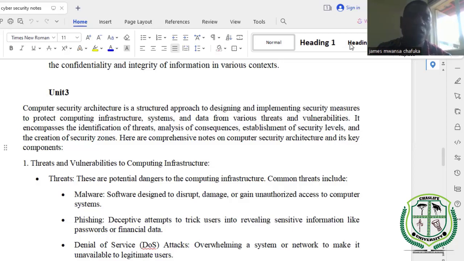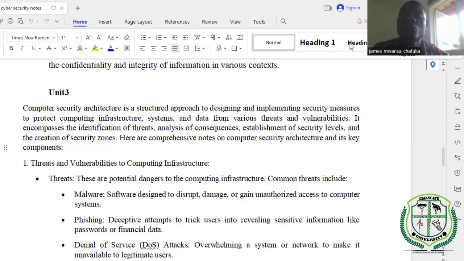We'll begin by looking at computer security architecture and its key components, where we shall look at threats and vulnerabilities to computing infrastructure. Under this component, the first point is threats. Threats are potential dangers to the computing infrastructure.